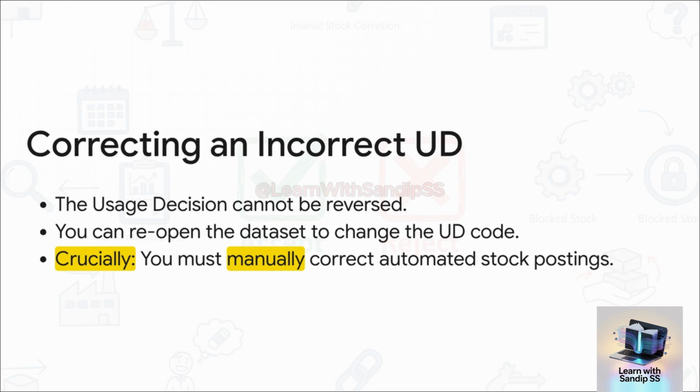While you can't undo the decision with one click, you can correct it. You can go back into that inspection lot and change the UD code from, say, accept to reject. But, and listen up because this is the most important part, you have to manually fix the consequences. The system is not going to automatically move that stock back for you. If you accidentally accepted a bad lot, you have to go in and manually execute an inventory movement to get it out of unrestricted use and put it back into blocked stock.